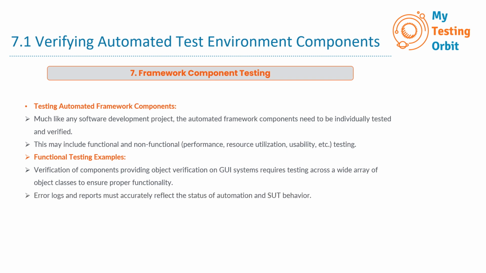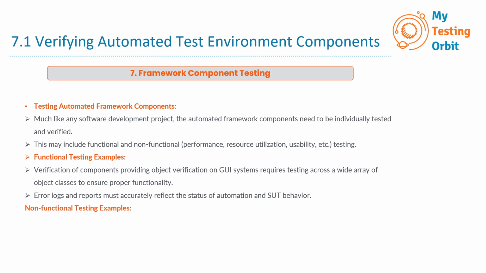The next one is error logs and reports must accurately reflect the status of automation and the SUT behavior. This is like making sure that the records and reports created during automated testing show any mistakes or problems found accurately. For example, ensuring that error messages describe problems correctly without giving any wrong information.